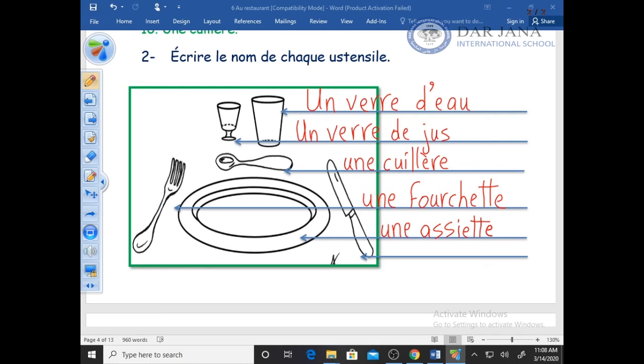The last one, a knife. A knife in French is un couteau. Alors, un couteau.